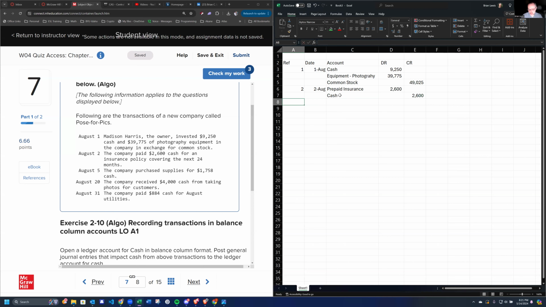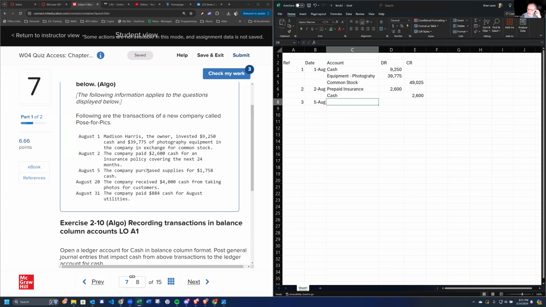On number 3, that's the 8/5 transaction. This one, the company purchased supplies for $8,758 in cash. So once again, cash is decreasing, but this time it's going to be an expense, right?